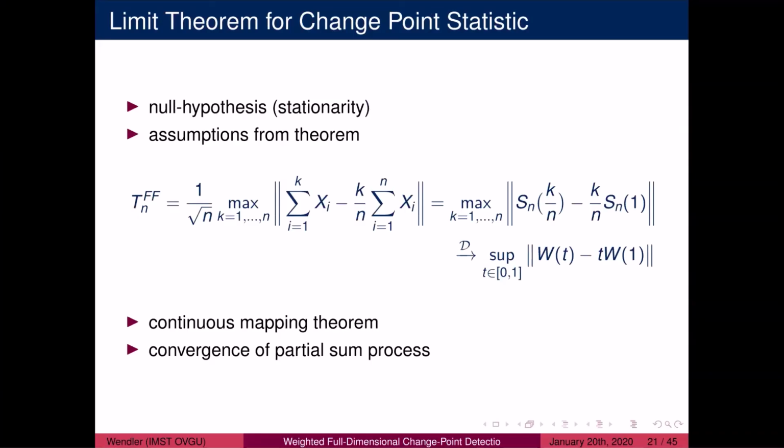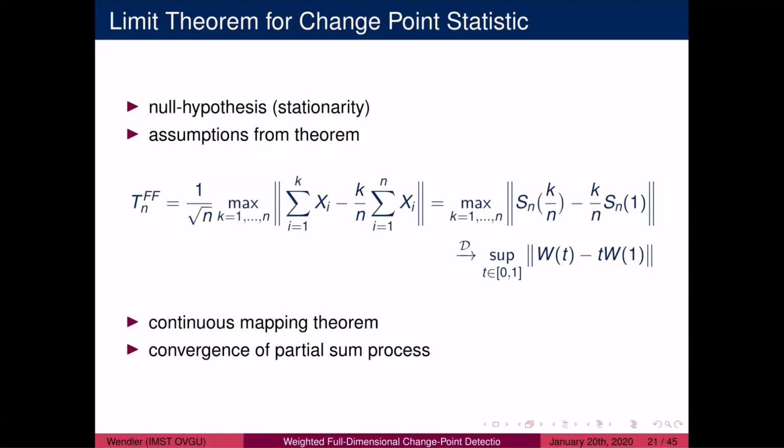And then apply the continuous mapping theorem. We know the weak convergence of this process, and this is a continuous mapping from L2 space to the real numbers. So this will then converge to the functional of the limit process. It's the supremum of the norm of W(t) minus tW(1). If we had dimension 1, this would be just the supremum of a Brownian bridge, which is the Kolmogorov-Smirnov distribution. You could look it up in tables.